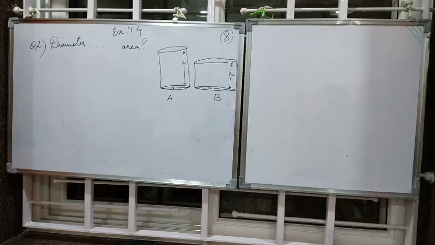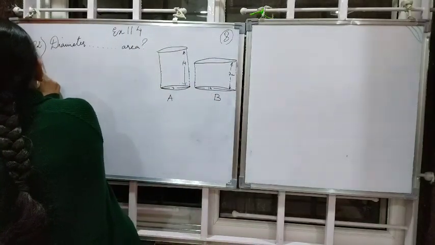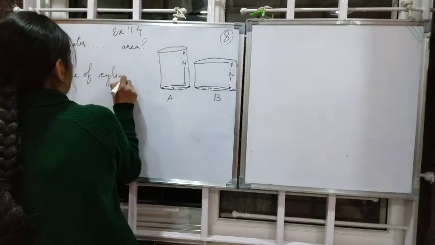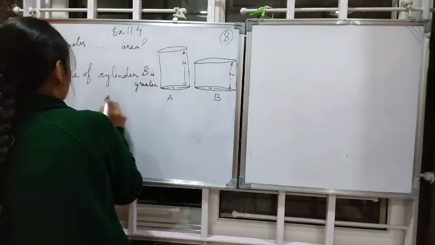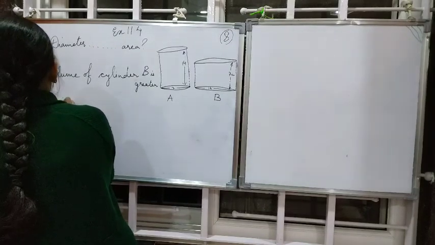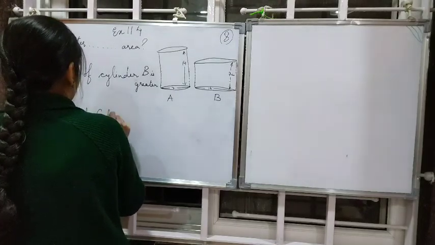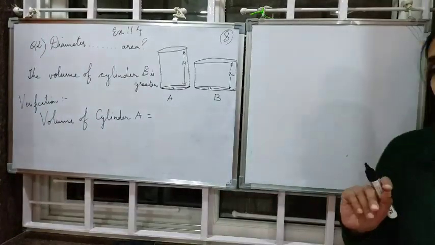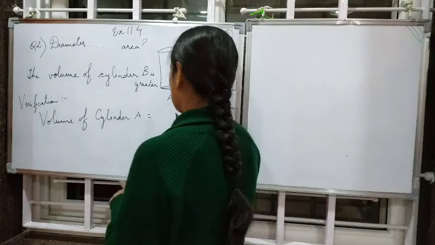So here we will write the volume of cylinder B is greater, and let's verify. So we write verification. Volume of cylinder A. First we find out the volume of cylinder A. We all studied the volume is given by the area of the base and the height, that is pi r square h.